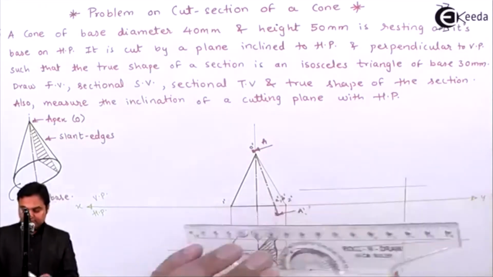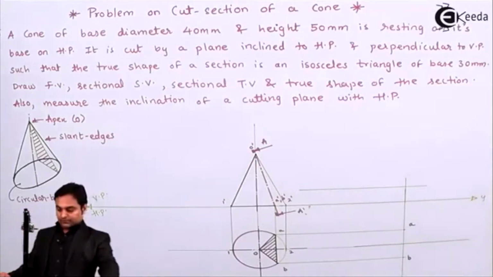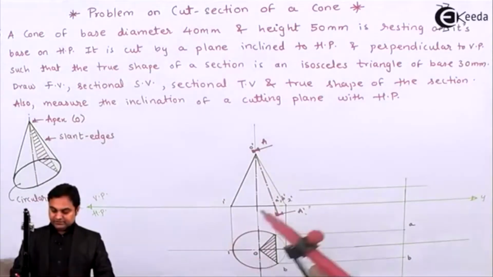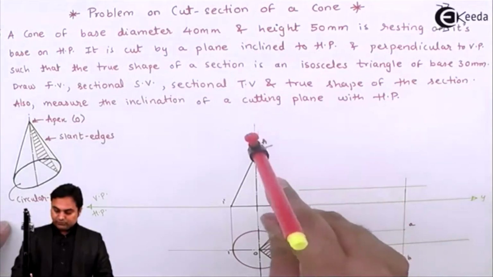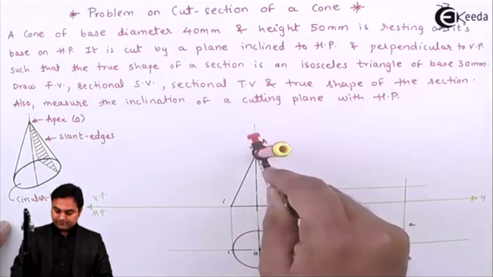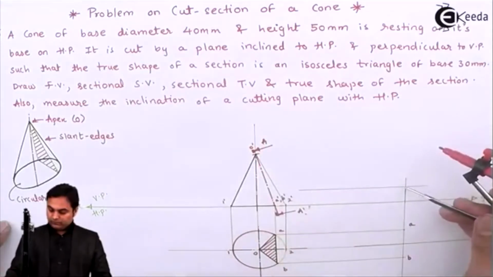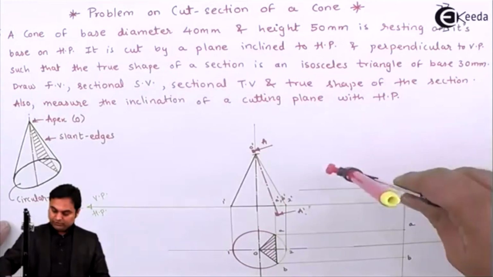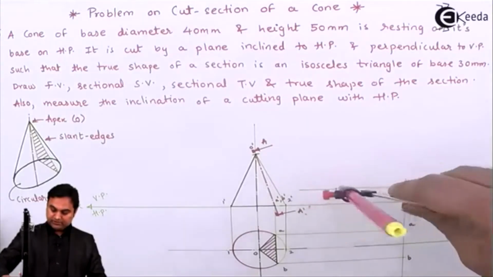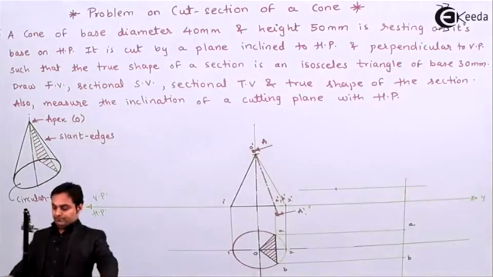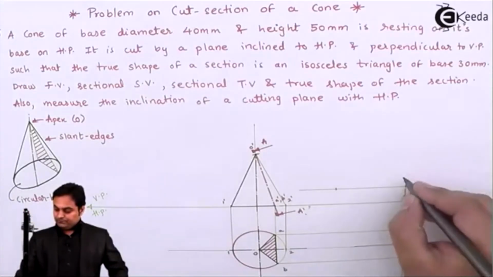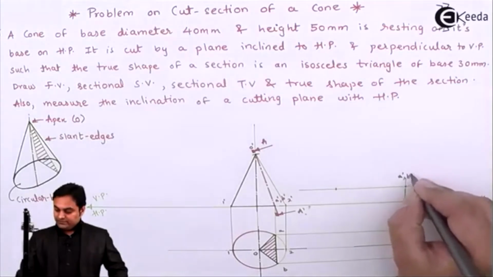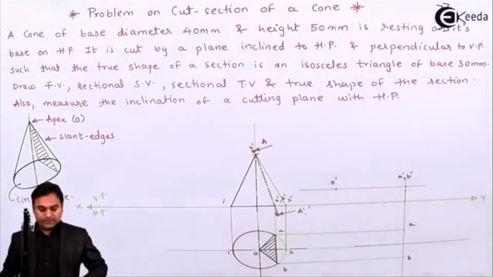Drawing a light horizontal line through it. Taking the distance from A dash B dash up to the origin O dash. So from A to B up to the origin. Here I am marking the length of the cutting plane. So this is A dash, B dash, and here we have O dash.